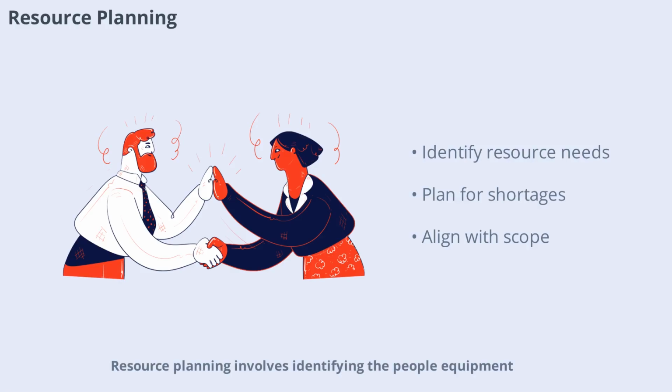Resource planning involves identifying the people, equipment, and materials needed to deliver the project. By planning resources early, you can avoid shortages and ensure the project runs smoothly. Resource planning is closely tied to scope, as changes in scope often impact resource needs. Let's discuss how to align resource planning with project scoping.